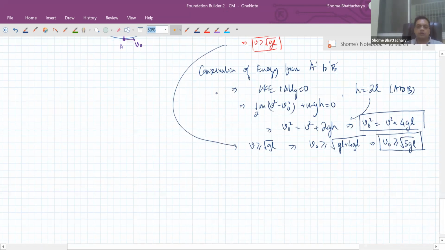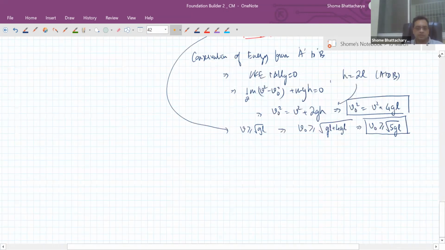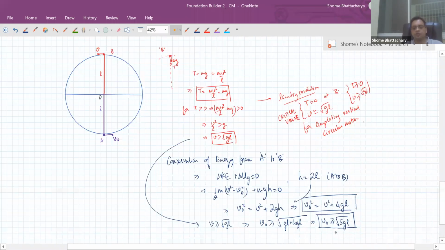So this is what we wanted to do. We wanted to find the condition for completing the vertical circular motion. So this is the condition, that the speed at the lowest point should be greater than equal to root 5gL. This is the critical condition for completing the vertical circular motion.